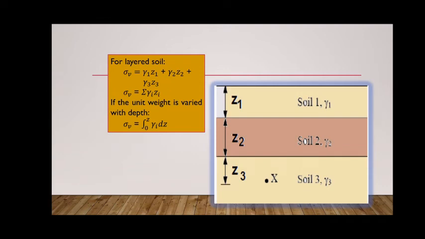For layered soil, we have the first and second formula, and if the unit weight varies with depth, then we can use this formula. In this figure, we have soil 1, soil 2, and soil 3 that represent the C sub 1, C sub 2, and C sub 3, the same as delta sub 1, delta sub 2, and delta sub 3.